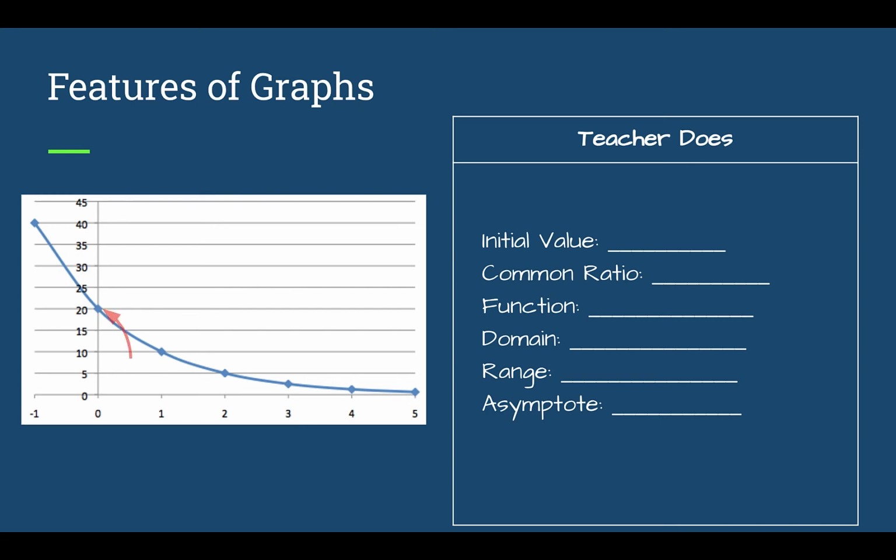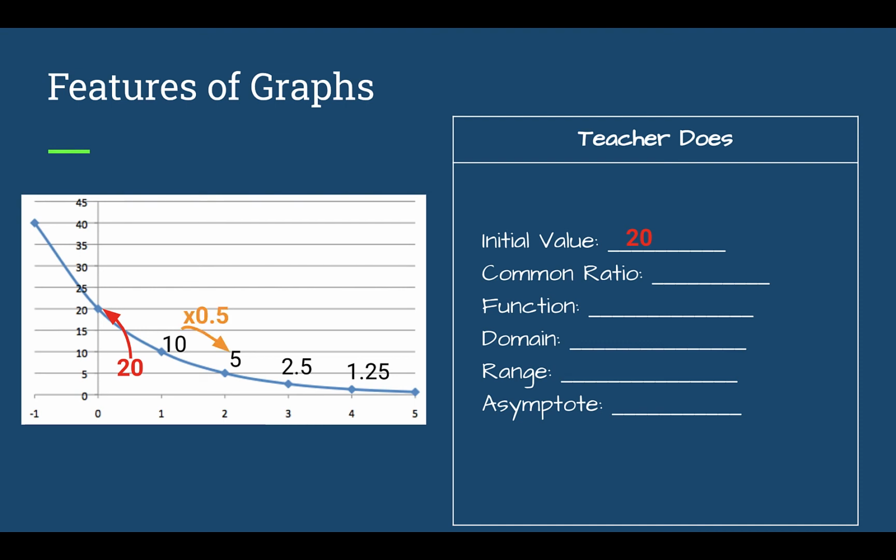So our initial value, where we cross the y-axis, our y-intercept, is at 20. What's happening to it each time? It went 10, 5, 2.5, 1.25. You may notice that we are dividing by 2, and you may be tempted to write divide by 2. However, the formula for our function is a times b to the x power. So we need to figure out what we multiplied by to go from one thing to the next.